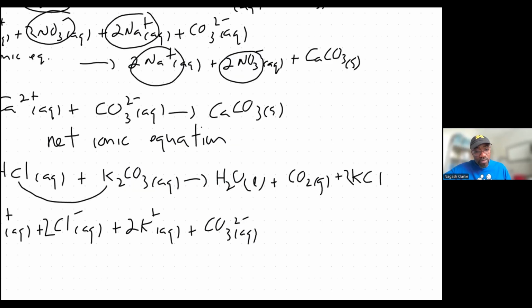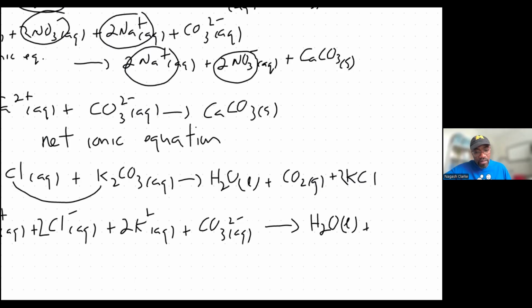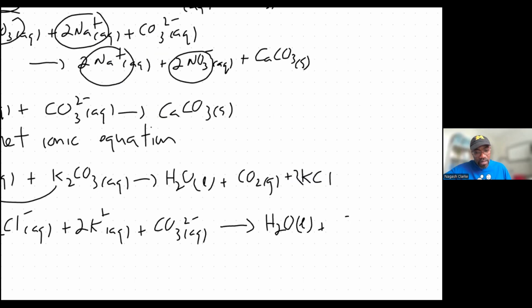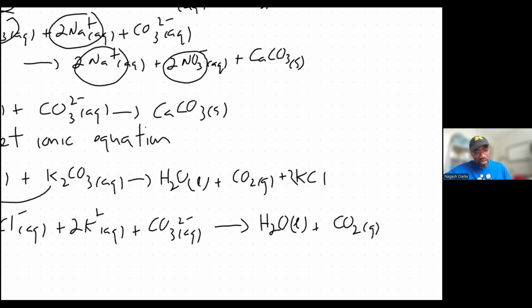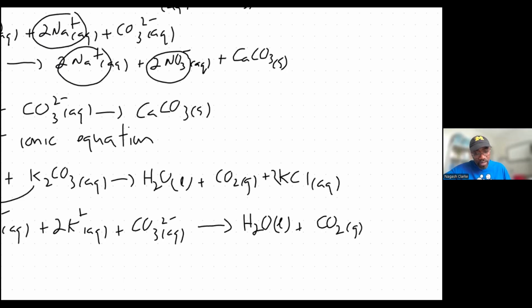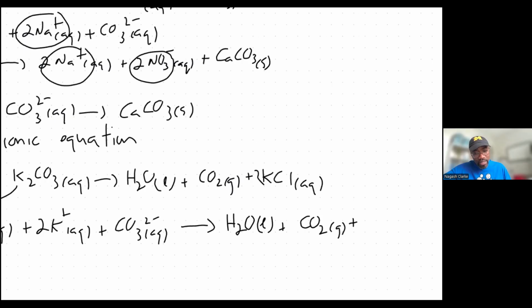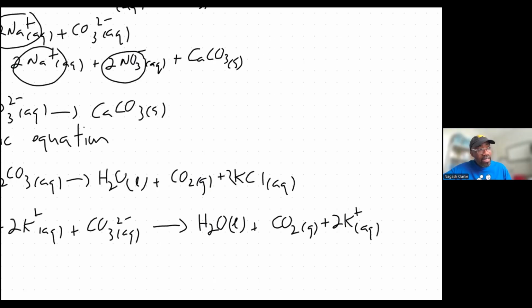Water is a liquid, so water does not ionize. Carbon dioxide is a gas, so that doesn't ionize either. But potassium chloride is water soluble and it will ionize. Remember, all group 1 elements are going to be water soluble. All group 1 elements, all ammonium, and then acetates and nitrates, those are generally soluble in water.